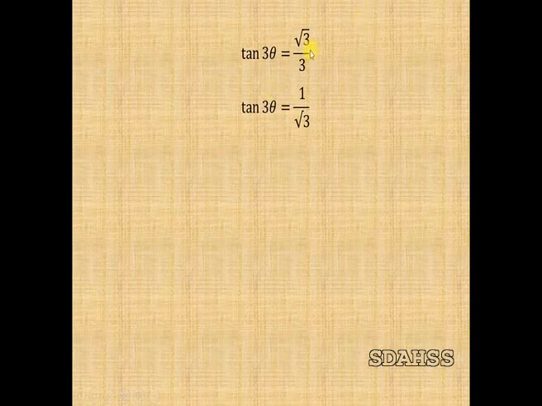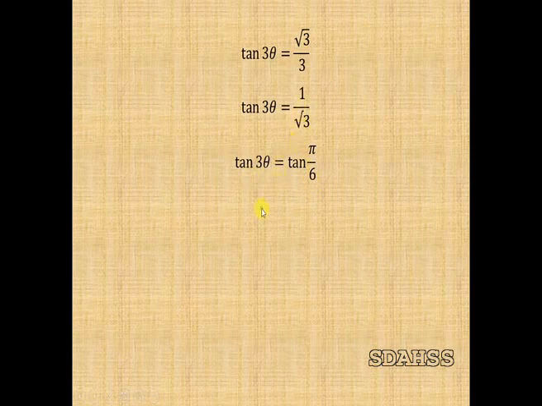Root 3 by 3. 3 can be written as root 3 into root 3, so the root 3 cancels. So remaining you have 1 by root 3. 1 by root 3 means tan pi by 6. We know that tan 30 is 1 by root 3. So alpha is equal to pi by 6.